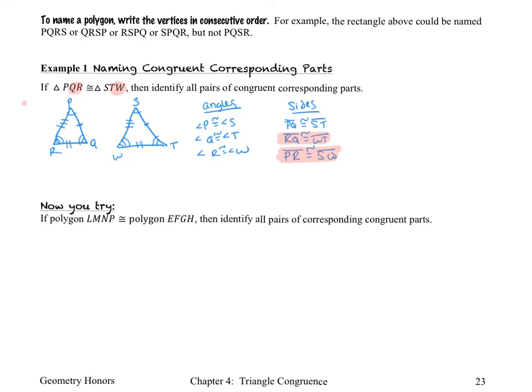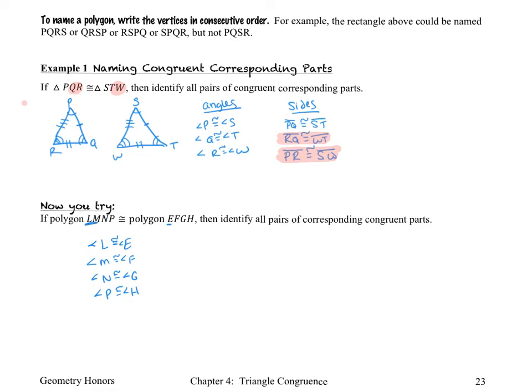If polygon LMNP is congruent to polygon EFGH, identify all pairs of corresponding congruent parts. Well, just notice that it's 4 vertices, so these are quadrilaterals, so I know I'm going to have 4 congruent angles. So without even drawing it, I'm just going to say that angle L is congruent to angle E, angle M is congruent to angle F, angle N is congruent to angle G, and angle P is congruent to angle H.